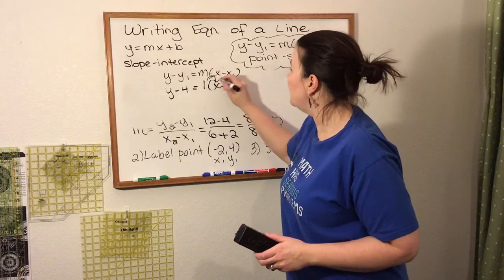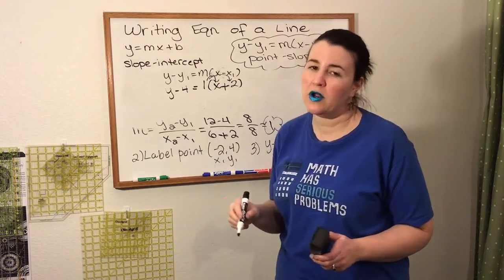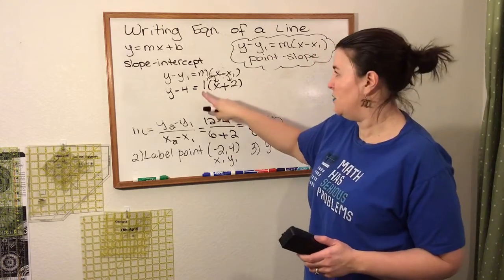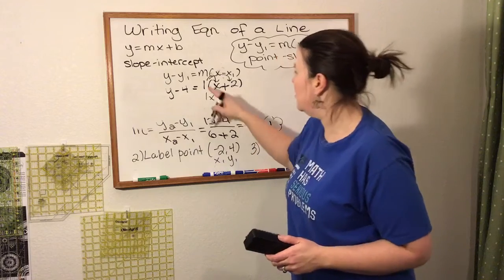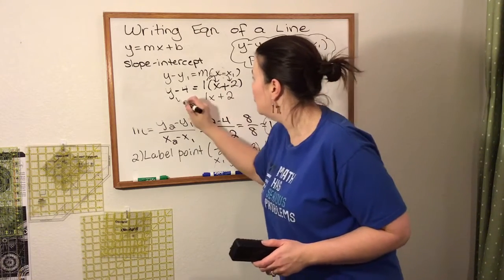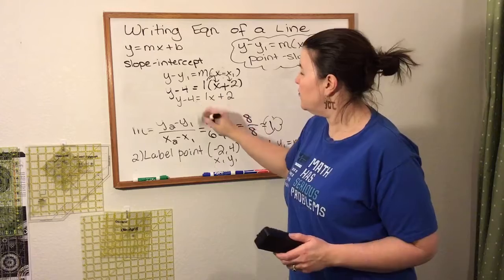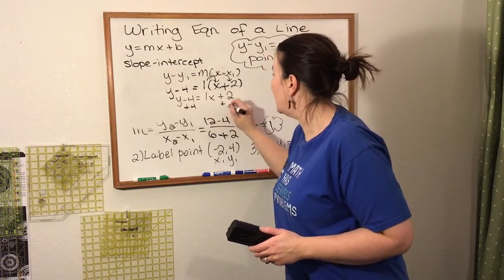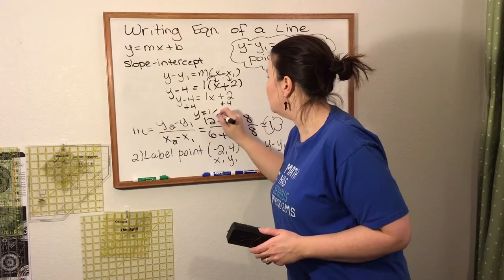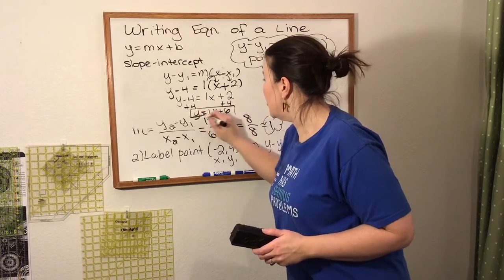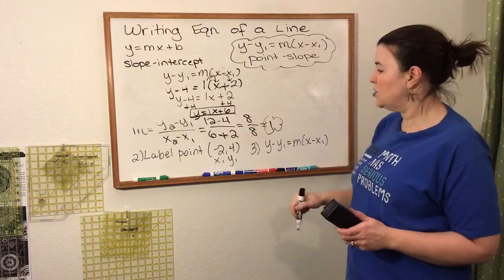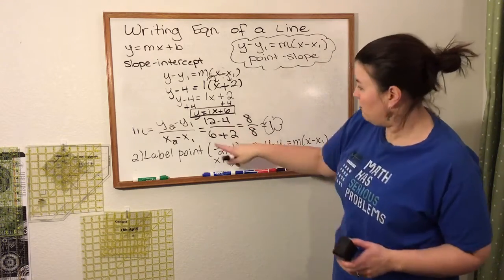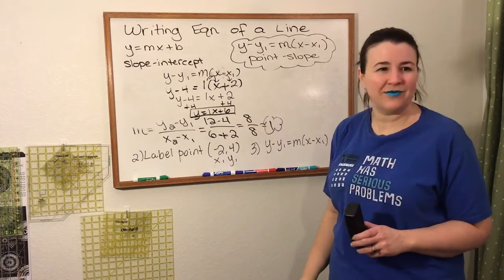Now I distribute my slope. Now I cheated and I went for an easy slope. But if it's a number, you still just multiply it in. So 1 times x is 1x. 1 times 2 is 2. Now I'm almost finished. I want it to look like this, so I'm going to move the 4 by adding it to each side. And that gives me y equals 1x plus 6. And that's the equation of the line that passes through the points -2, 4, and 6, 12.